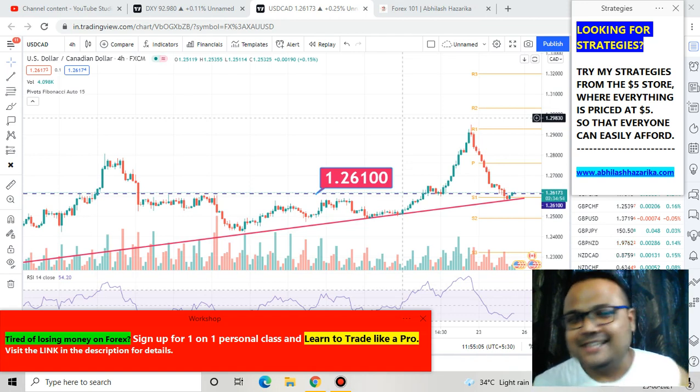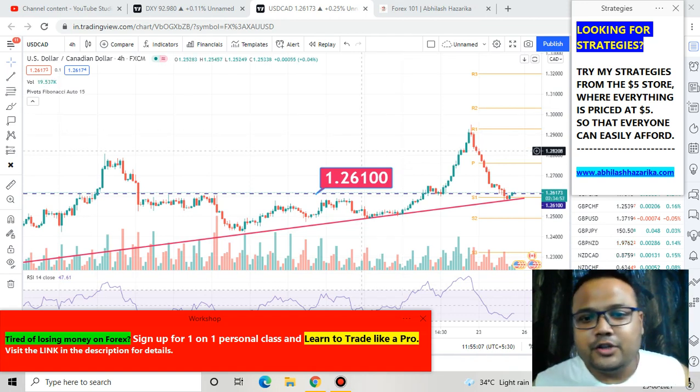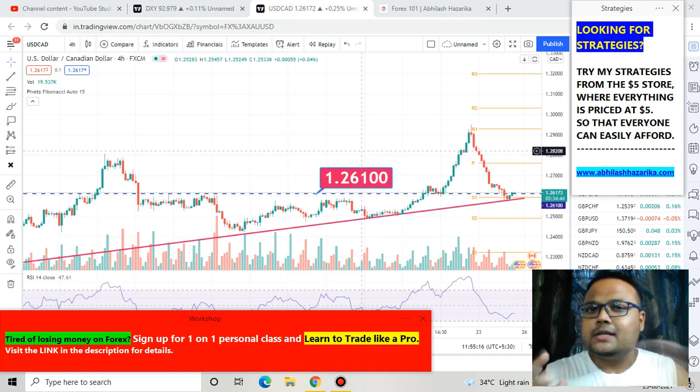So let's get started. This is the 4-hour chart of USD CAD in front of us right now, and as you can see, I have two lines drawn here on the chart. Let's try to understand what is going on in the USD CAD chart, what can be our strategy, what are the best trading opportunities, and many things.